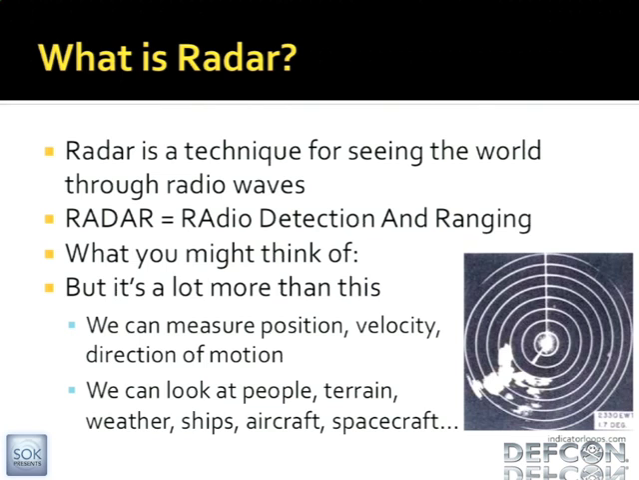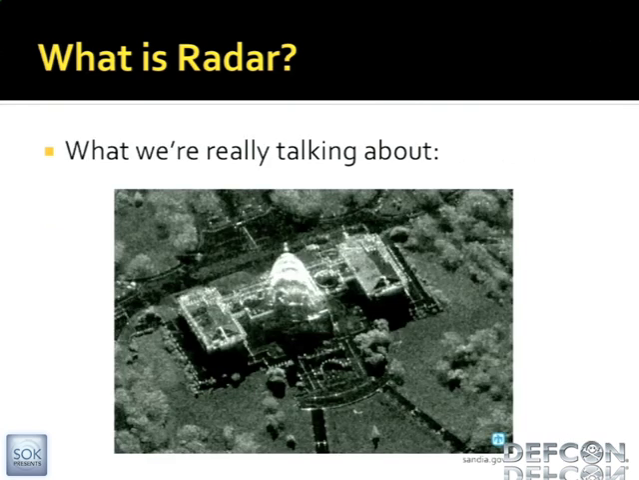Here we've got people, terrain, land surface. You can look at foliage, weather patterns, clouds, rain, ships, aircraft, spacecraft, pretty much anything you can think of. I'm not really talking about something like this, but what we can do today is more something like this. This is an image of the Capitol. I guess this is a Sandia radar system, but this is what synthetic aperture radar can really do with a nice system. What we have is a 3D point cloud of the Capitol building taken from an aircraft.